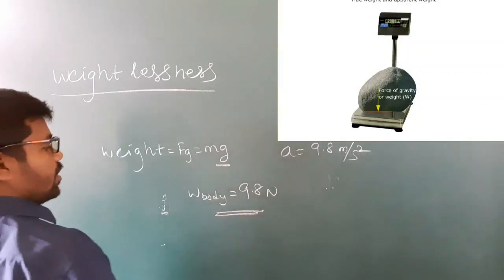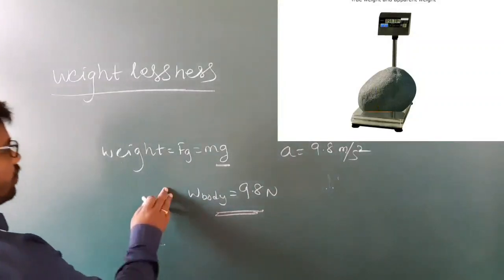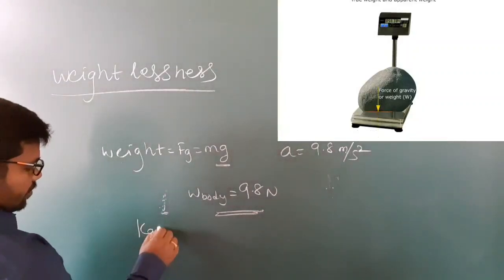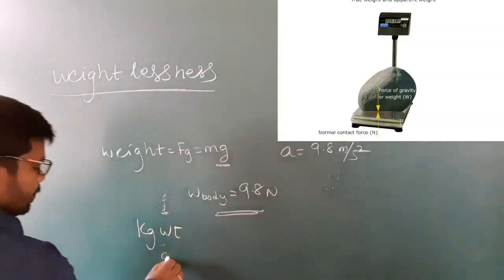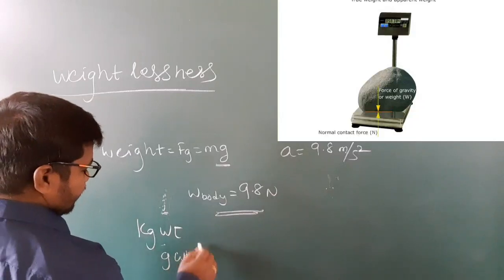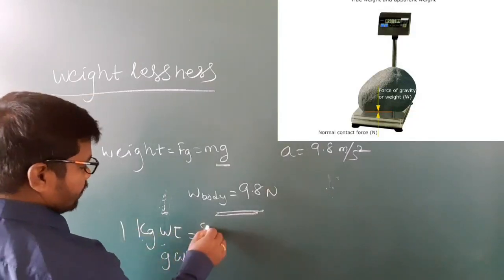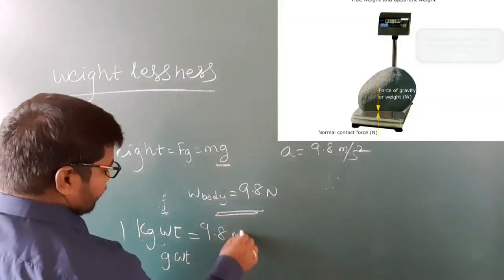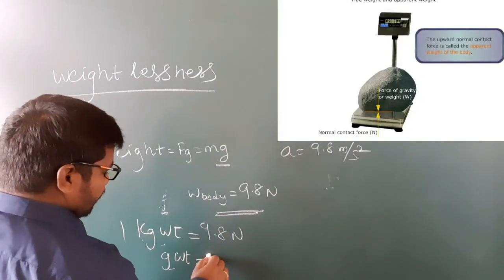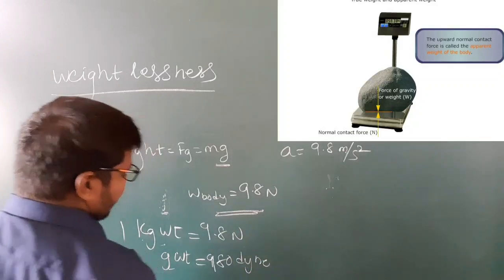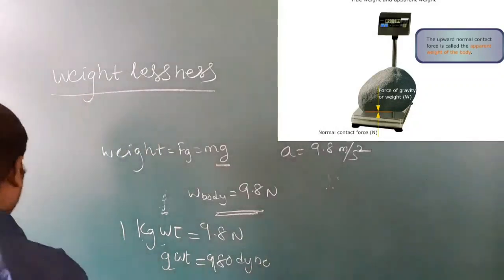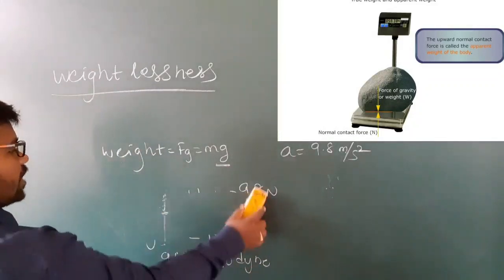newtons. The units of weight are kilogram weight and gram weight. 1 kilogram weight is equal to 9.8 newtons. 1 gram weight is equal to 980 dynes. These are the units.